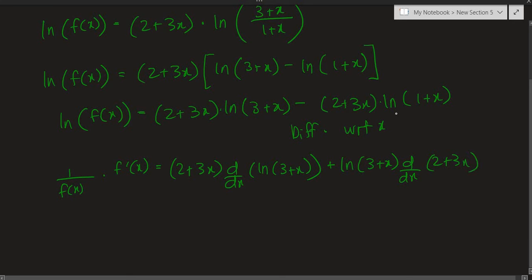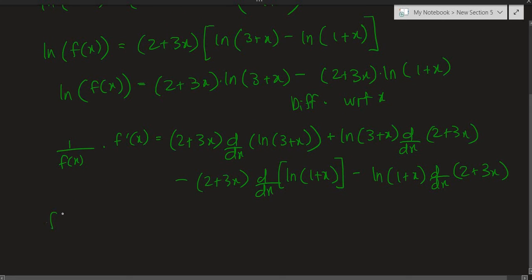And don't forget this other part. We're doing the same thing essentially over here. We are letting 2 plus 3x wait as we differentiate the natural log of 1 plus x, minus, the plus and a minus will make a minus, making the natural log of 1 plus x wait while we differentiate 2 plus 3x. I'm just showing you all the steps for the first example.